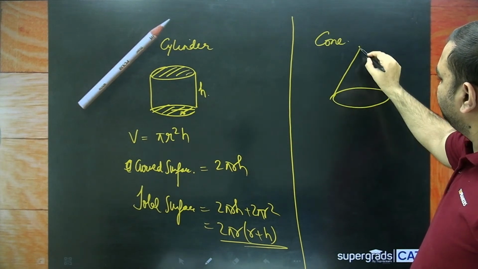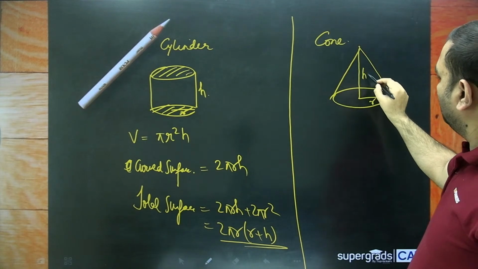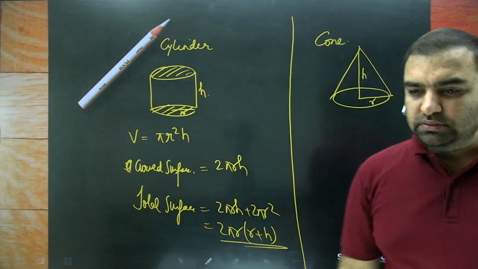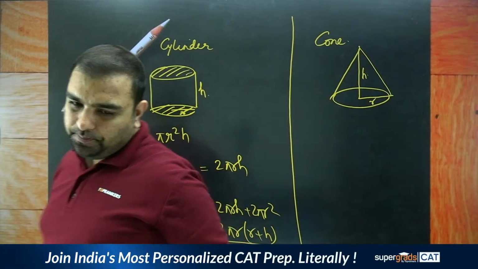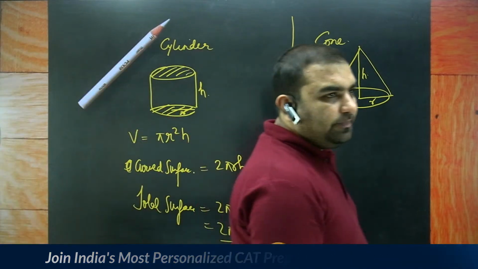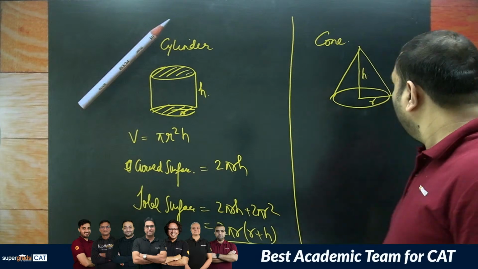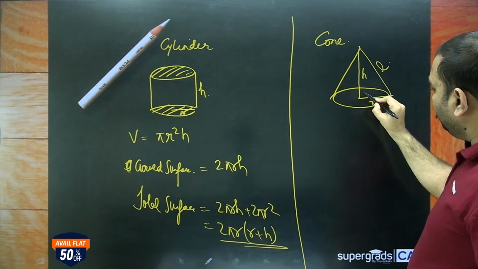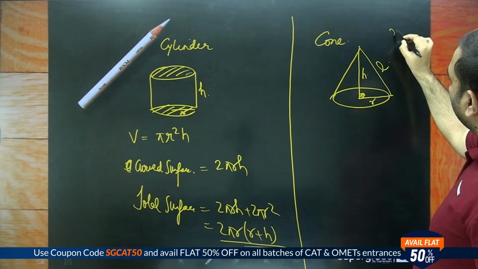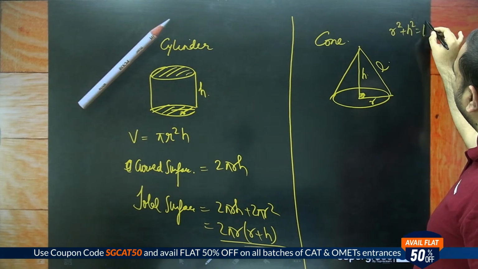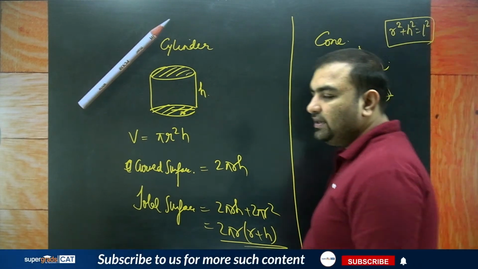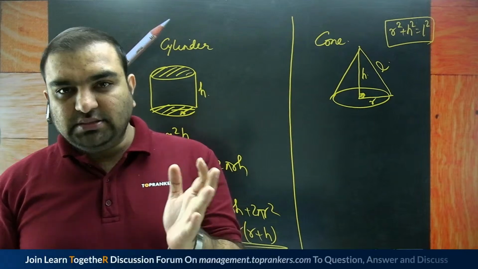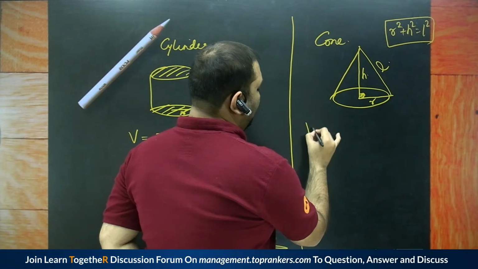Birthday cap, conical ice cream cones, and a number of other examples. This is called the slant height, and they maintain a relation of Pythagoras, that is r square plus h square is equal to l square. Radius, height, and slant height maintain a Pythagoras relation, that is l square is equal to h square plus r square. What is the volume of it?